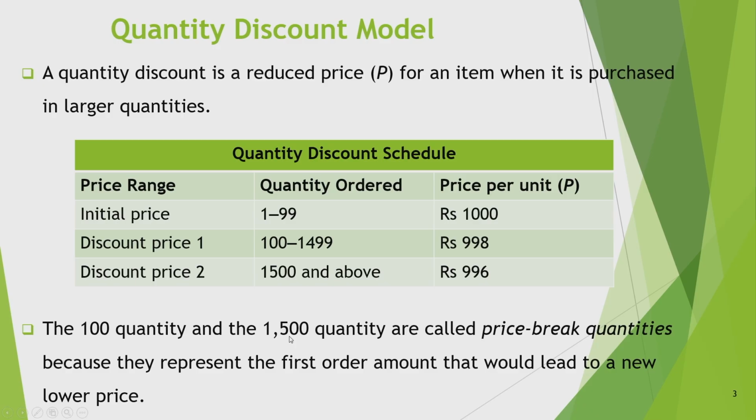The 100 quantity and the 1500 quantity are called price break quantities, because as soon as you purchase 100 units, the price breaks from 1000 to 998. Similarly, if you purchase 1500 units, the price comes down from 998 to 996. That is why these are called price break quantities. They represent the first order amount that would lead to a new lower price.